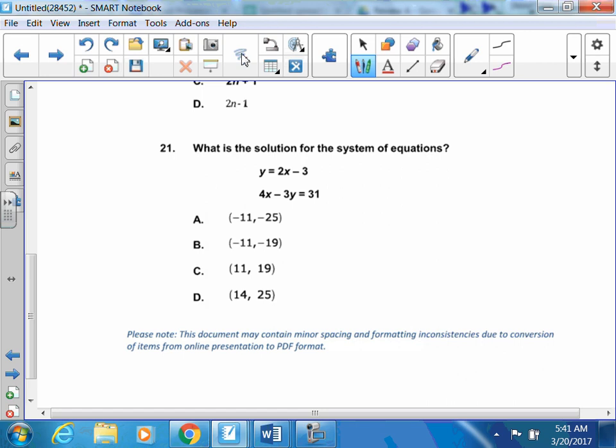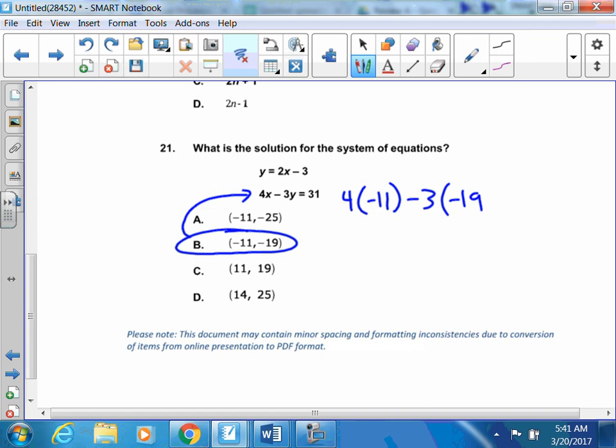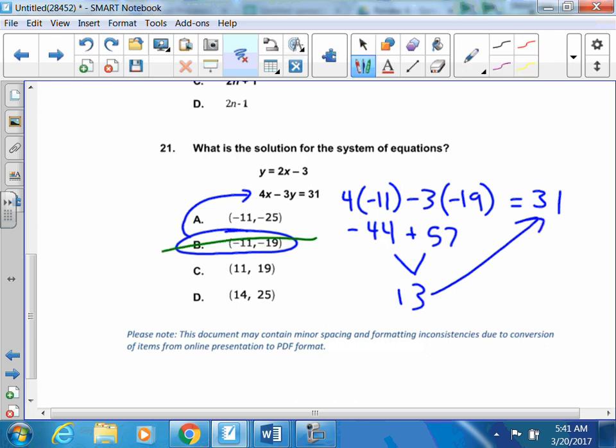Now, I'm going to show you why this would not work by plugging it into this equation. You'd have 4 times negative 11, right? Minus 3 times, and what was the y here? Negative 19. And we're going to see if that equals 31. Well, you get negative 44 again, but negative 3 times negative 19 is positive 57. And if you add those together, you get 13. You're not going to get 31. So you would know that B is not going to be your answer.